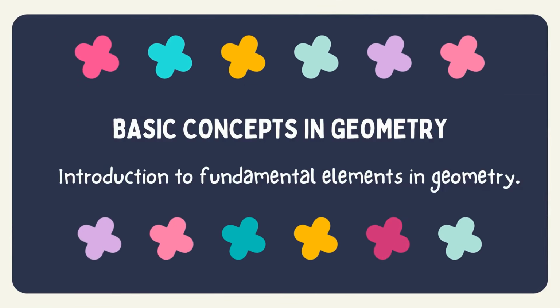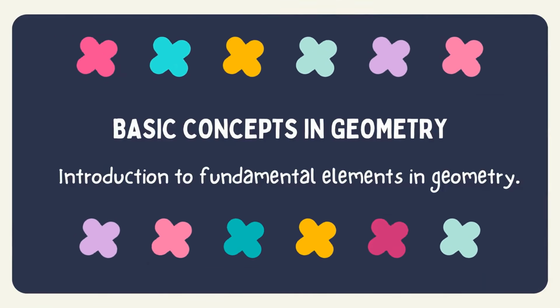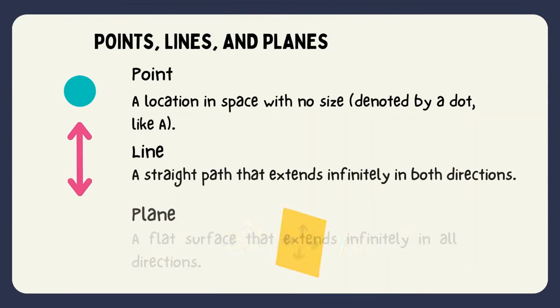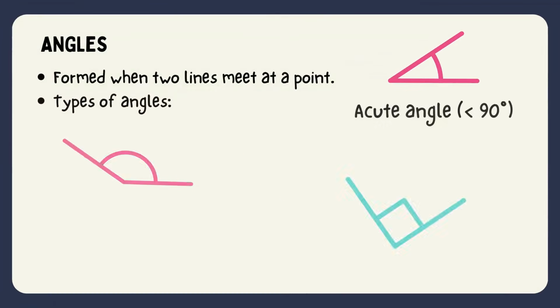Basic concepts in geometry. Introduction to fundamental elements in geometry. Points, lines, and planes. A point is a location in space with no sides, denoted by a dot like A. A line is a straight path that extends infinitely in both directions, either up and down or left and right. A plane is a flat surface that extends infinitely in all directions, up, down, left, and right.